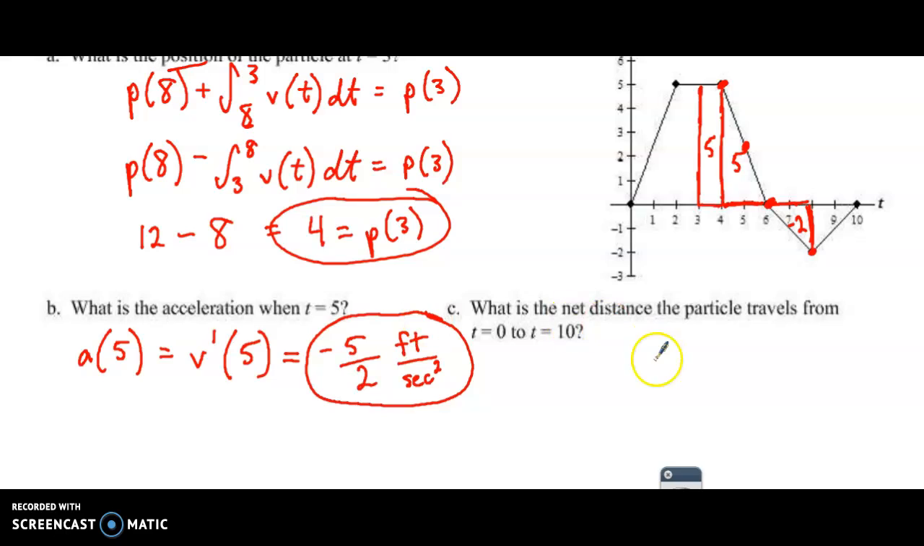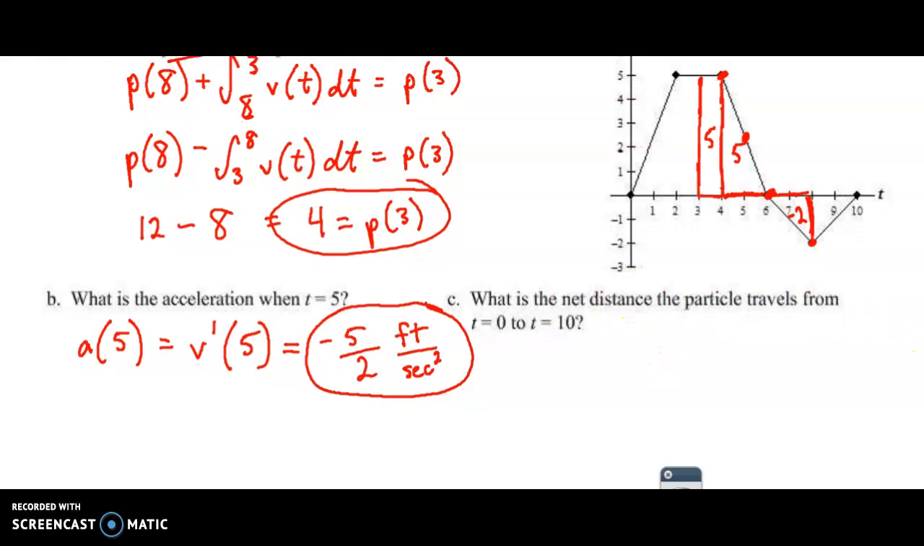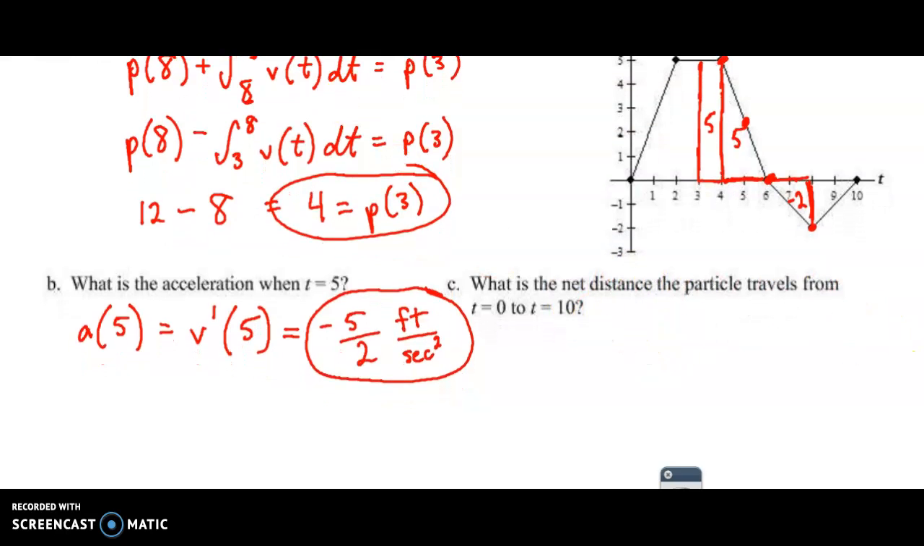So then as we look at the next one, what's the net distance the particle moves from t equals 0 to t equals 10? It's just saying how much has it changed. So this question is just the integral from 0 to 10 of v of t dt. We don't need the initial condition because we just want the net. Who cares if you start at 100 or if you start at 200? It's all relative to this problem.